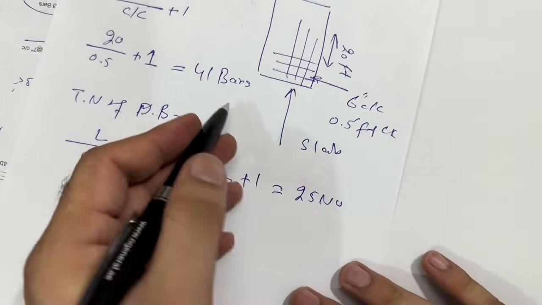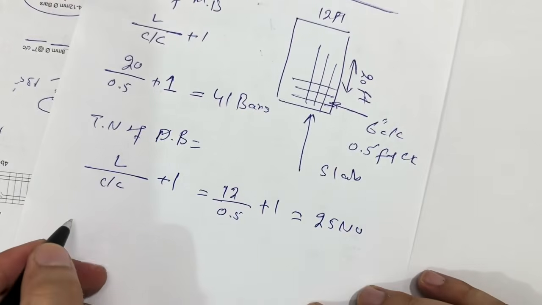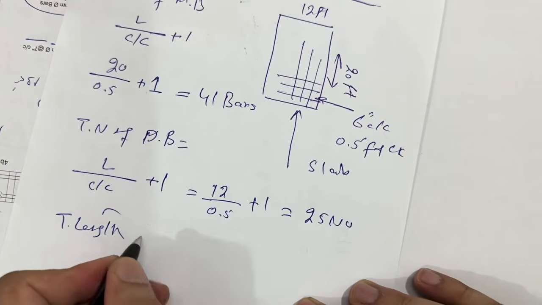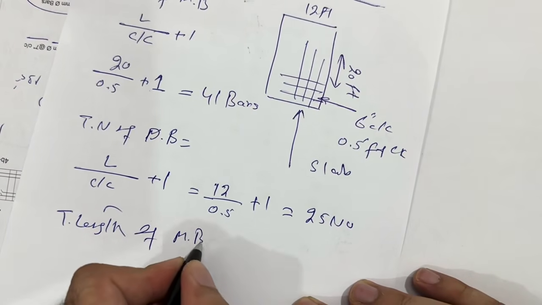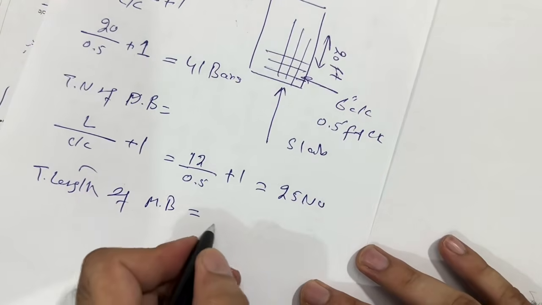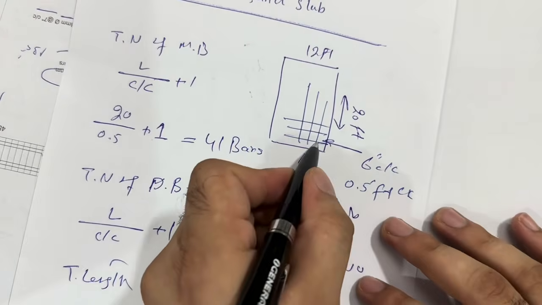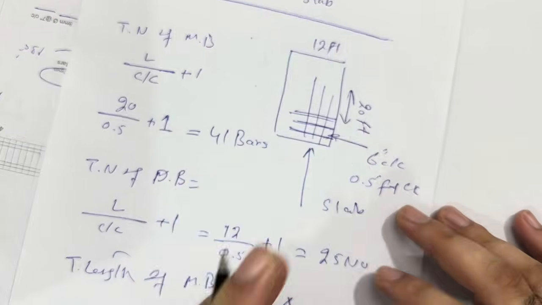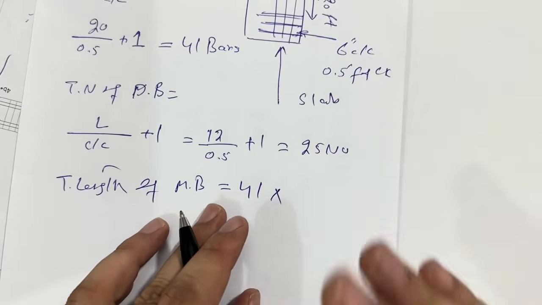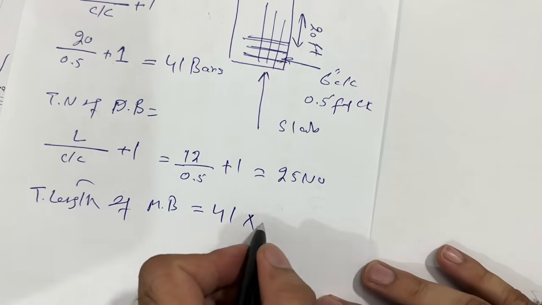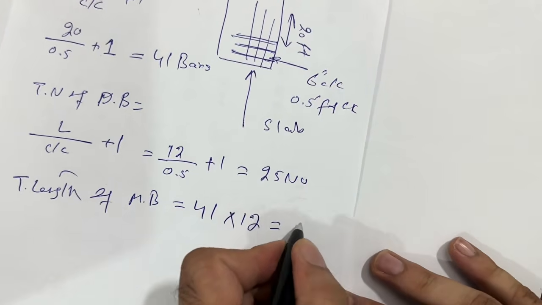Then you need to find the total length. So the total length of main bars is equal to the 41 bars we required multiplied by the length, which is 12 feet, guys. You can see the 12 feet is the length without concrete cover. No problem if there is a 1 inch concrete cover. So multiply by 12 and you will find the total length.